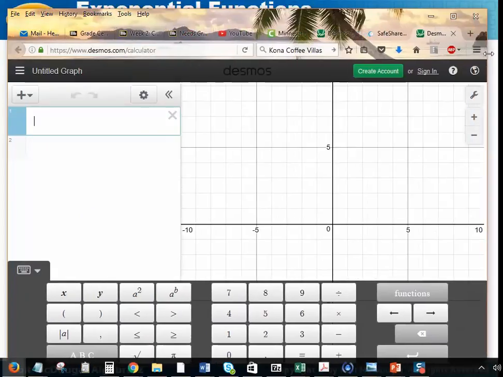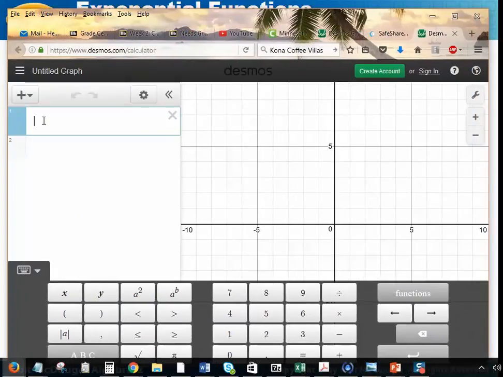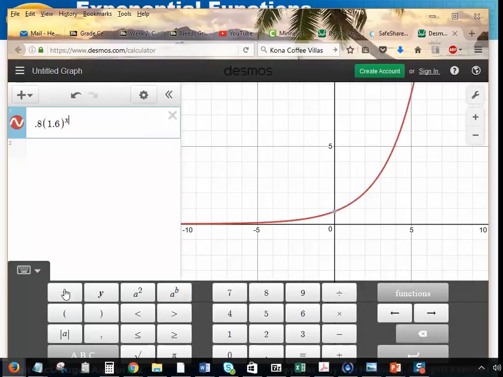Let me resize it so you can see the whole thing. Over here is where you'll enter your function, and the function was, again, 0.8 times 1.6. Now I need the exponent button, which looks like this on Desmos, and then the variable x, and it graphs it very quickly for you.